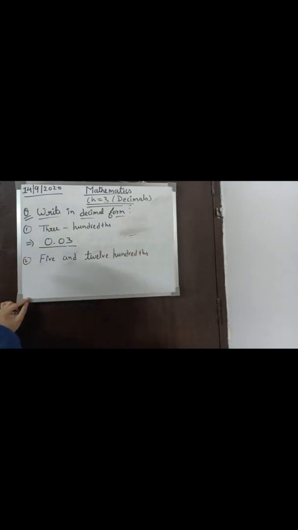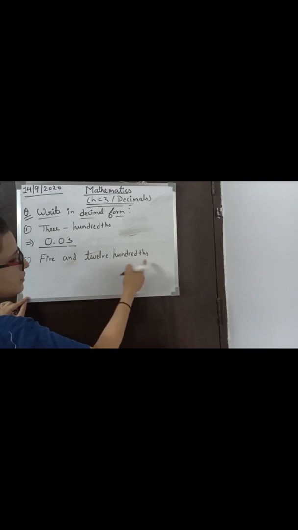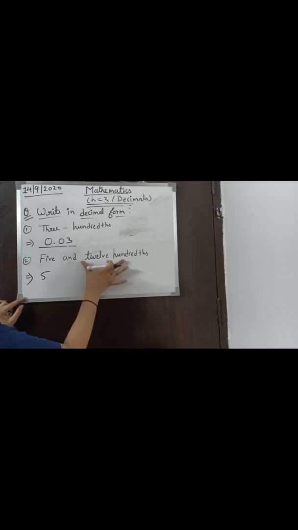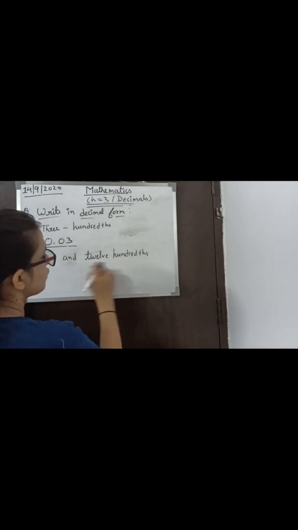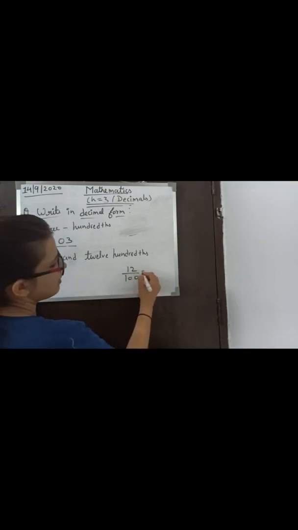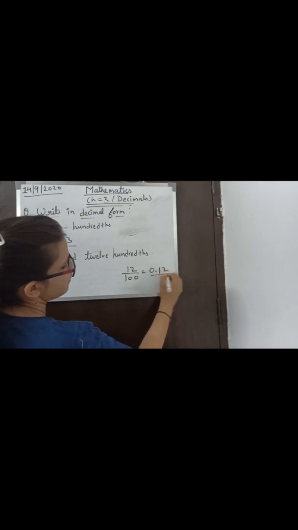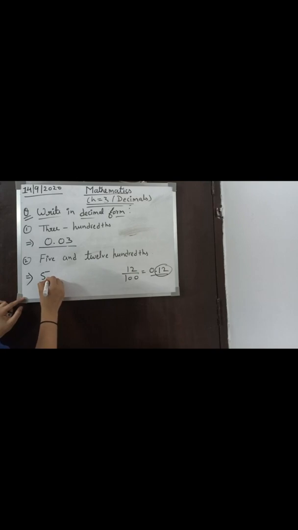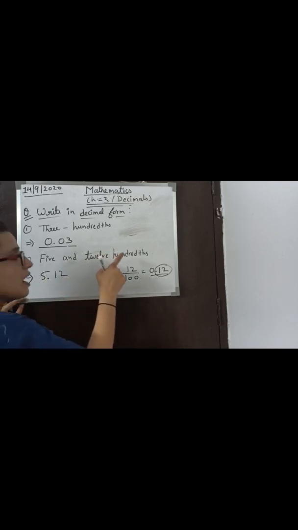Now, second part. 5 and 12 hundredths. We have to write this in decimal numbers. So 5 is your whole part. So write first here 5 and 12 hundredths. We have to write this one separately. So what is 12 hundredths? We can write 12 hundredths like this also. So we will write this in front of 5. So 5.12, or we can say 5 and 12 hundredths.